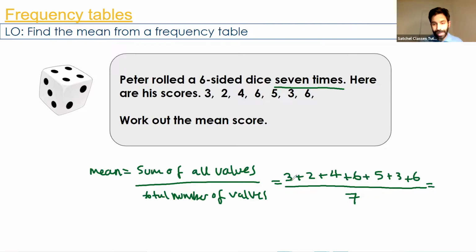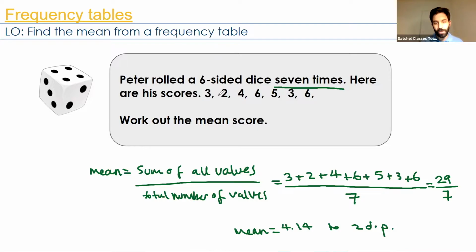Now, if we add these up, this is going to be 5, 9, 15, 20, 23, 29, and we'll get an answer of 29 over 7. You can use your calculator to work these questions out. We would get an answer of 4.14 to 2 decimal places. So the mean will be equal to 4.14 to 2 decimal places. You have to be very good at calculating the mean, and this is typically how the mean is calculated.